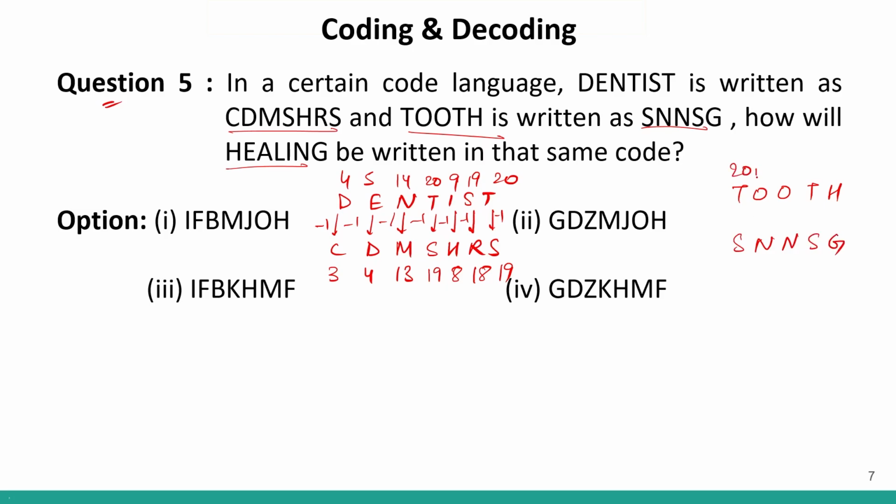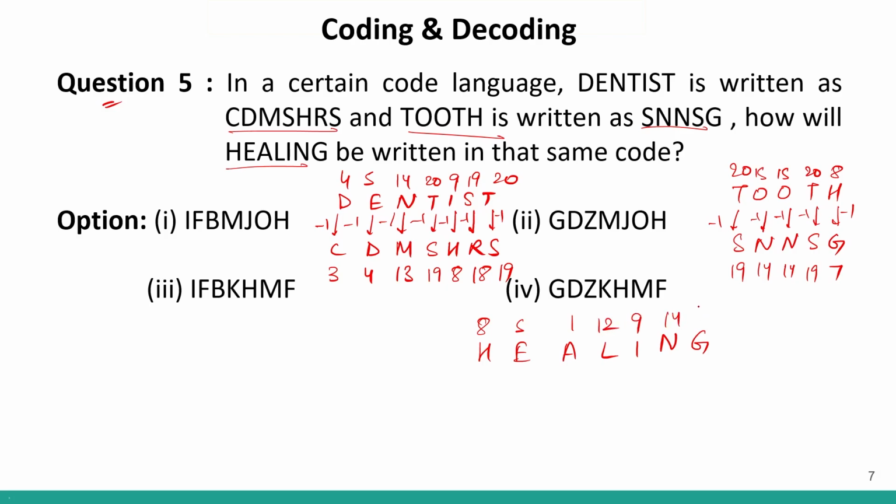So this is 20, this is 15, 15, 20, H is 8, this is 7, 19, 14, 14 and 19. So here also we are moving one position back in each case, right? We are moving one position back. So we will do the same thing for healing. So healing will be, the codes are 8, 5, A is 1, 12, 9, 14 and 7.